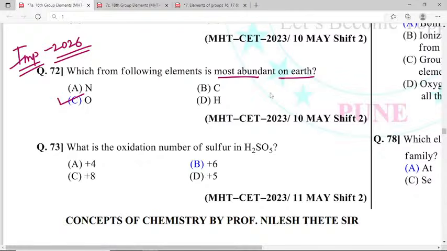What is the oxidation number of sulfur in H2SO5? This is plus 6. Plus 6 is your answer.